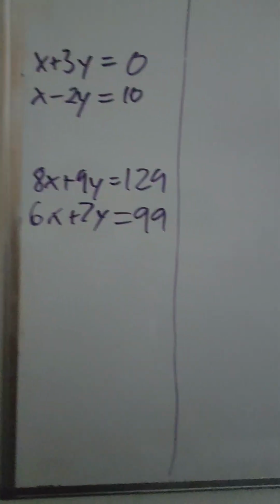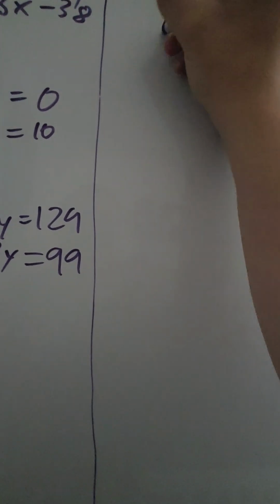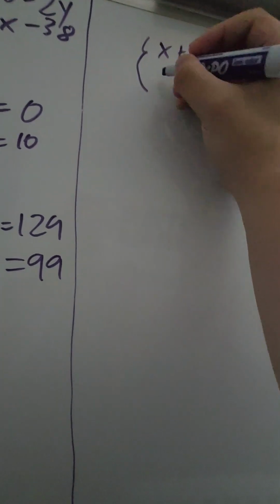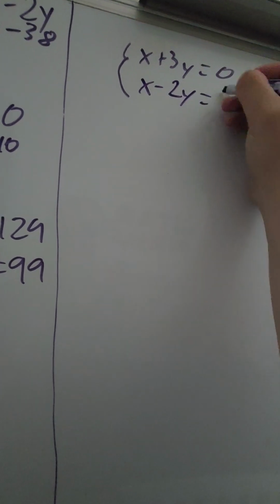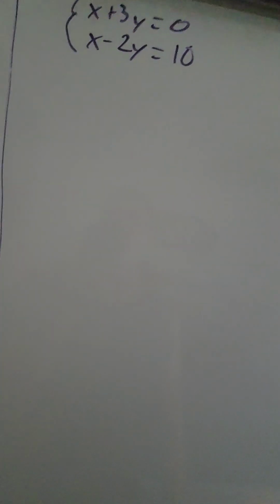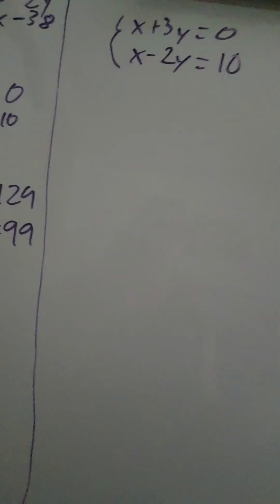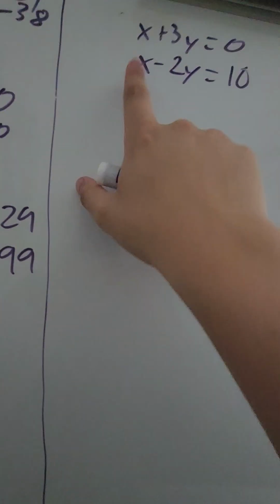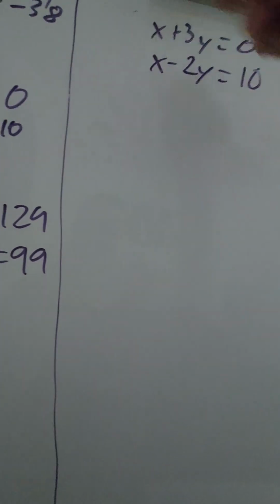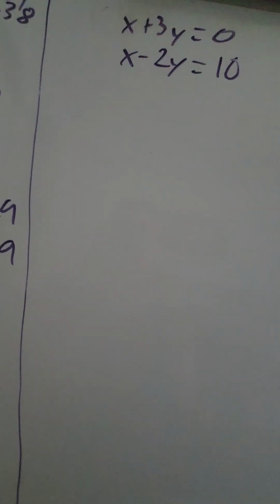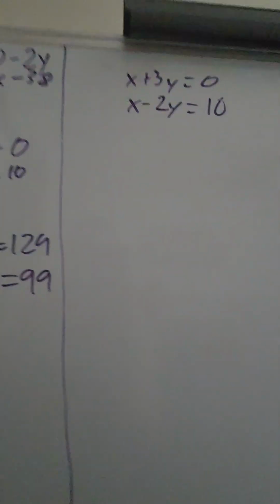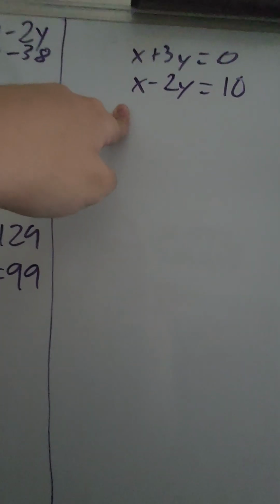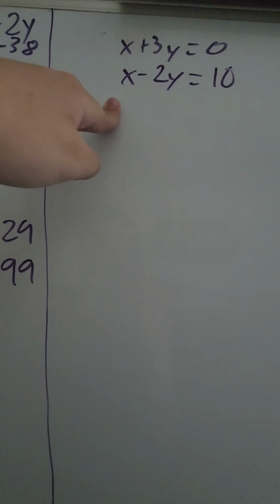Here we have another one. So here we have x plus 3y is equal to 0, and we have x minus 2y is equal to 10. Luckily for us, it's in a format that we like. It's fine, as long as the format matches each other. But we have an x here and an x there. If we were to add by elimination, we wouldn't cancel anything out. So wouldn't it be nice if this x up here was a negative? That'd be pretty sweet, right?